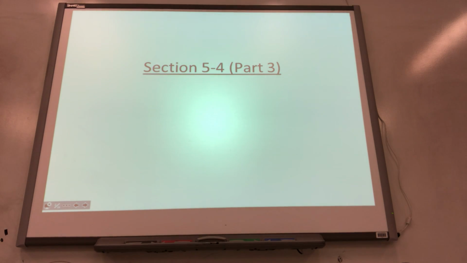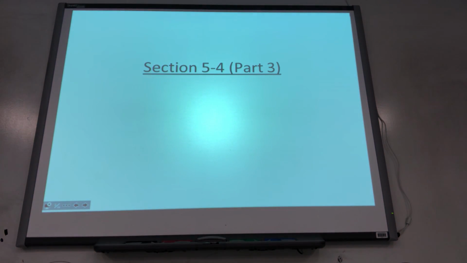It is part 3, and we are using the sum and difference formulas again. So I've got them on the side up here. If you want to get out that paper again, you can, but still with sum and difference formulas. This is still section 5.4.